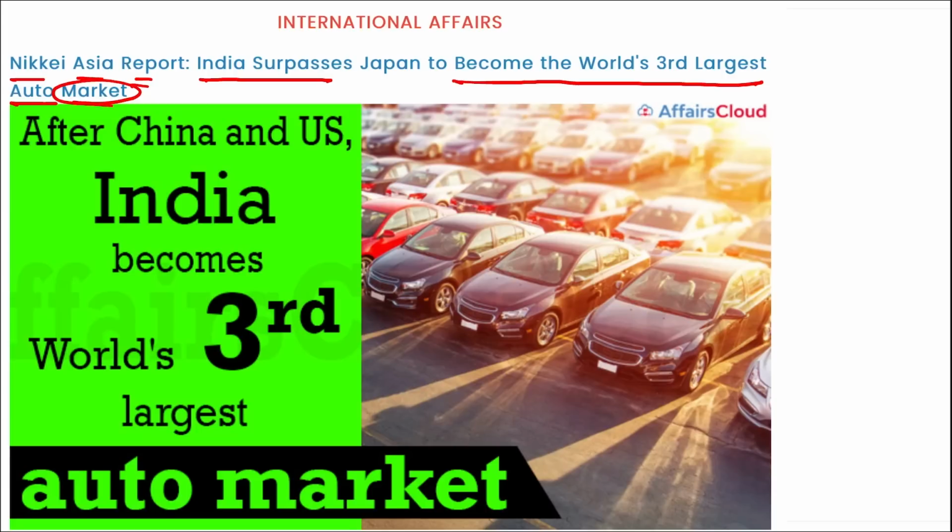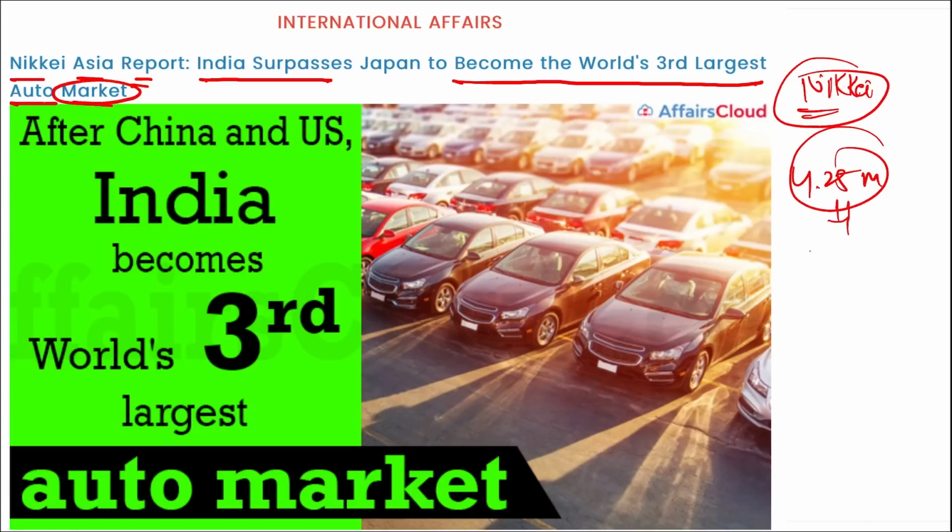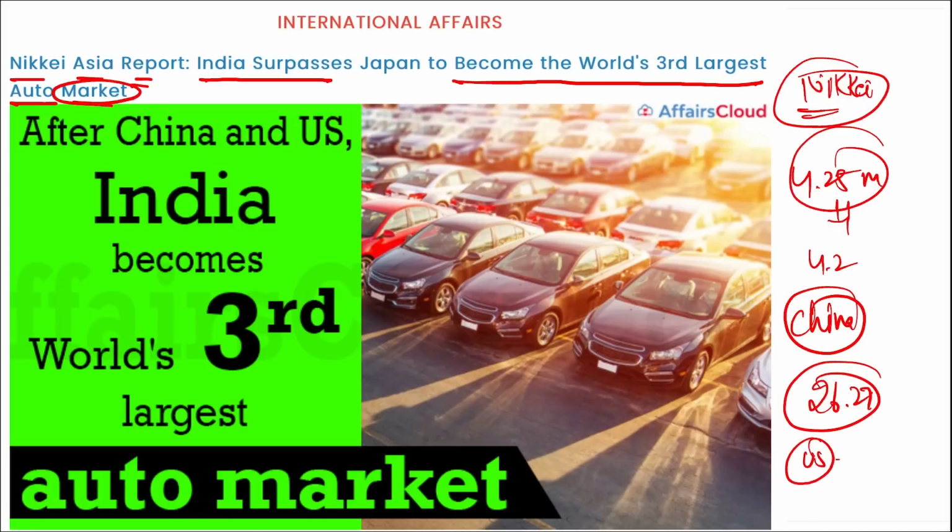And this data was released by whom? It was released by Nikkei. Nikkei Asia report. Also, according to the report, India's new vehicle sales were at 4.25 million units, surpassing Japan's 4.2 million units. Also, China is the global leader in automobile sales in 2021 with around 26.27 million units sold, followed by the United States with around 15.4 million vehicle sales.